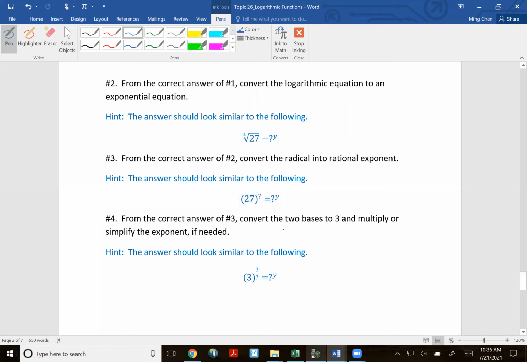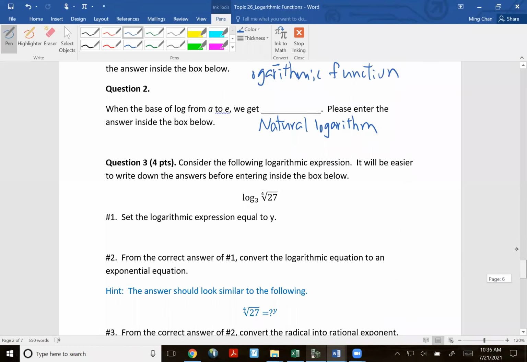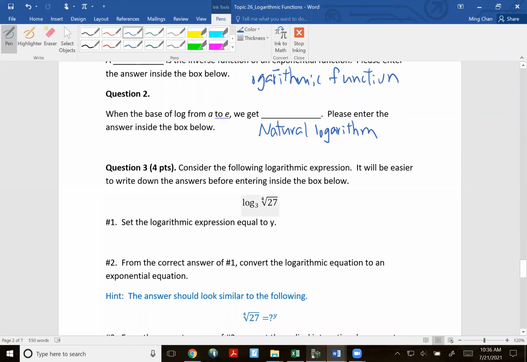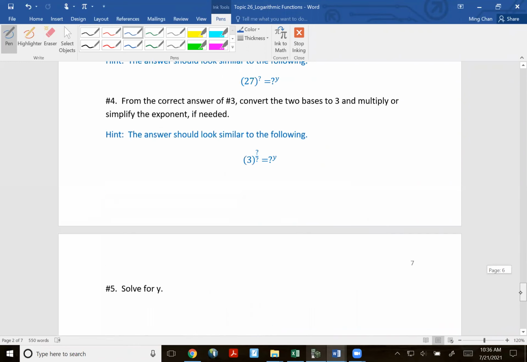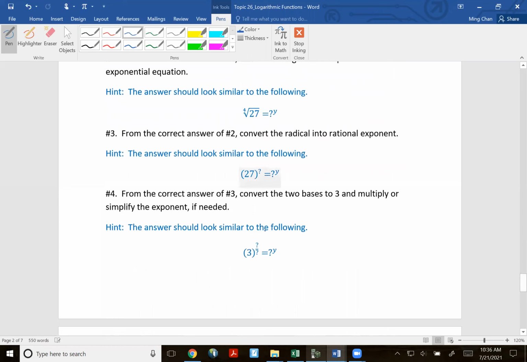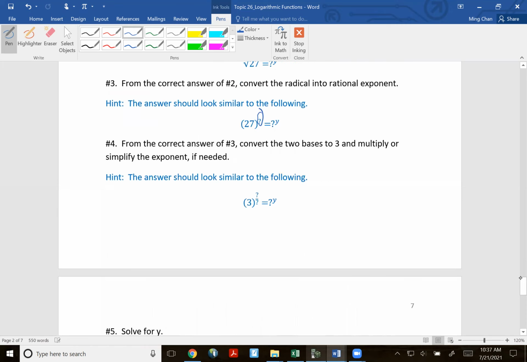Then convert the two bases into a base 3. I say 3 because earlier I was taking a log with a base 3. So I want you to convert the 27 to a base 3. But since you already had a rational exponent from number 3, I want you to go ahead and apply the power rule like I showed you earlier. So you should have 3 to some sort of exponent here. And then solve for the y.